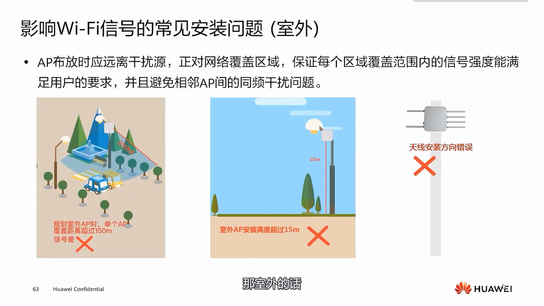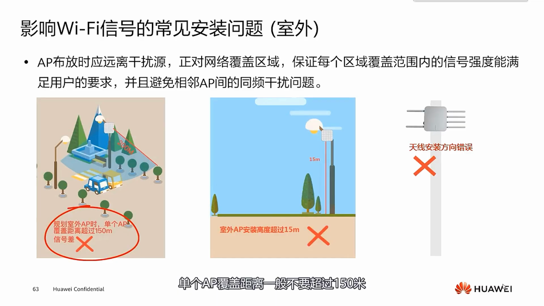For outdoor scenarios, when planning, firstly, the coverage distance of a single AP should generally not exceed 150 meters. Usually, when using directional antennas, you generally reach the limit. For example, with a high-quality laptop, it might reach 300 meters. But when planning, we usually don't plan for 300 meters, because it's not very stable. Around 200 meters is more realistic. 150 meters is a normal radius. The coverage radius of an AP should ideally be 150 meters.